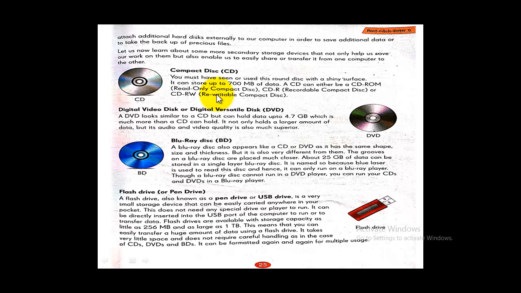Okay. Now let's continue our chapter. Our next topic is the flash drive or pen drive. A pen drive is also known as a flash drive. A flash drive is also known as a pen drive or USB drive. Now there are three names here, all are the same. You can call it a flash drive or a pen drive or a USB drive. It is a very small storage device that can be easily carried anywhere in your pocket.